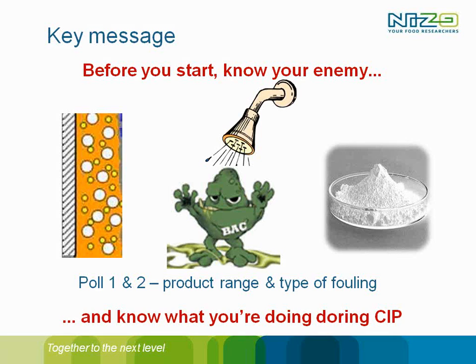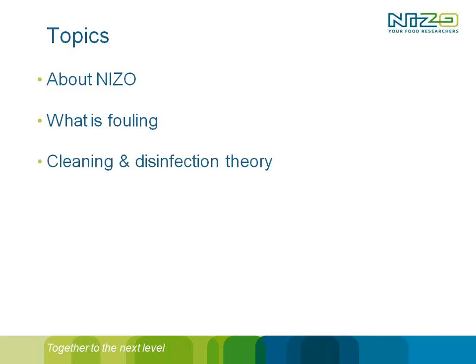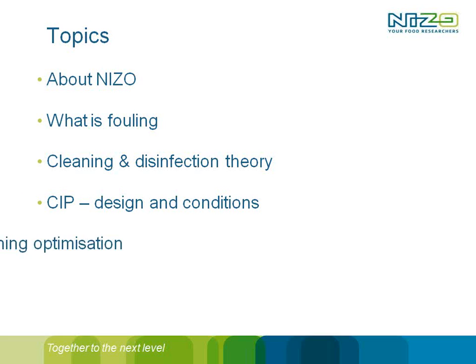By keeping this in mind, which will be something to take home when we finish this webinar, the topics we would like to discuss are the following. First of all, I will tell you very shortly who NIZO is, what we do and what our way of working is. I will then start with a very short explanation of what types of fouling we have, what fouling actually is, something about cleaning and disinfection theory: how should we clean, what type of agents should we use, is disinfection, for example, really necessary? CIP design and conditions: what's important when you buy or make a new CIP installation.